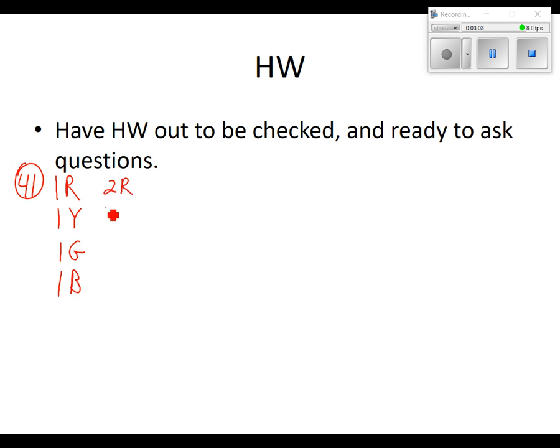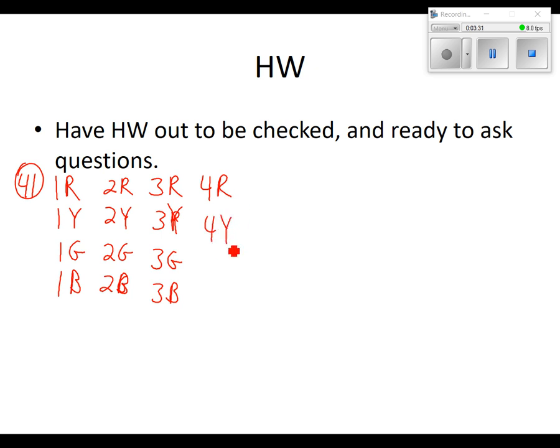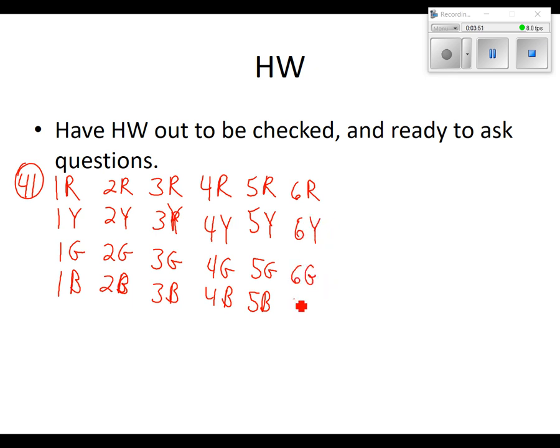So give me just a minute here. When you get stuck on a problem, it might not hurt to write this out. 4 red, 4 yellow, 5 red, 5 yellow, 5 green, 5 blue, 6 red, 6 yellow, 6 blue. So how many total items in our sample space?